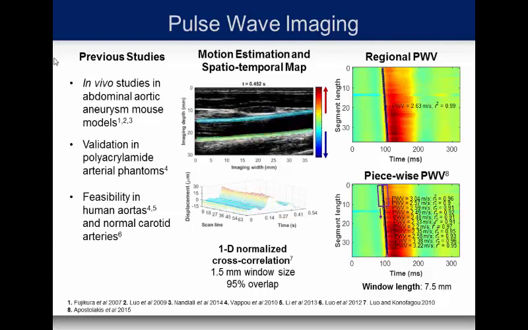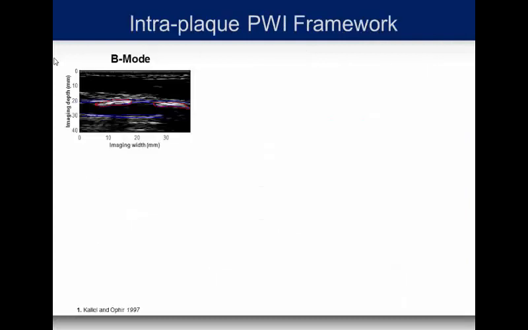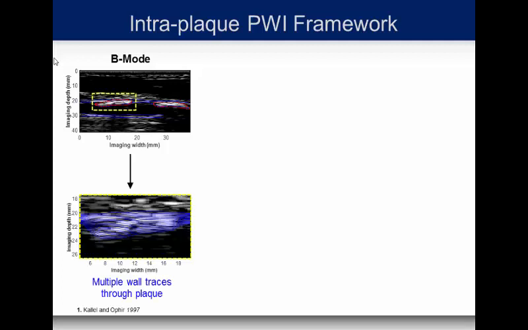Before getting into the specifics of this study, I just want to go over our framework, Intra-Plaque PWI. Essentially what we're trying to do is image inside of plaques rather than taking a trace through a single depth. We can isolate, for example, this plaque region here. Here I'm showing two plaque regions shown in red. If we isolate one of them, you see these blue lines. We're generating multiple wall traces throughout the depth of the plaque. And then for each trace, we can generate a map of the wave-induced motion.